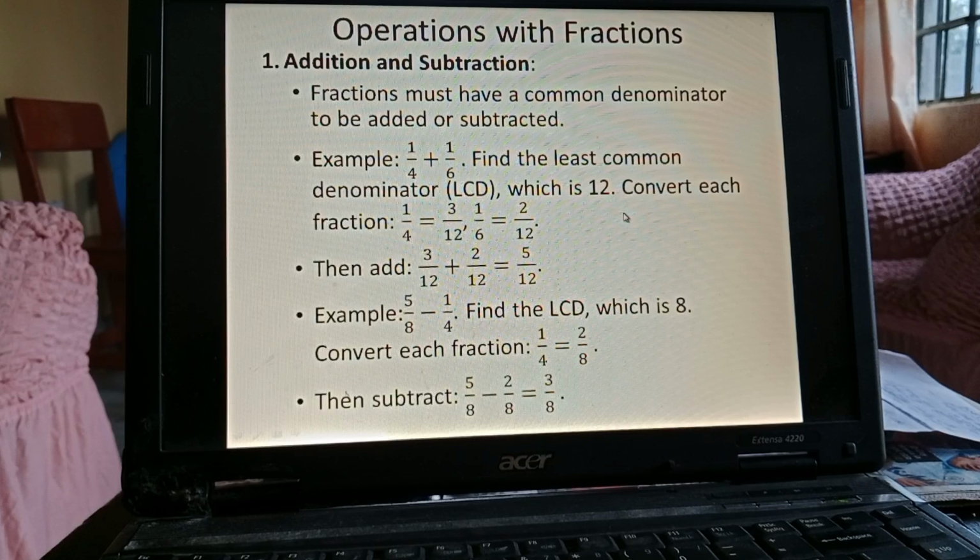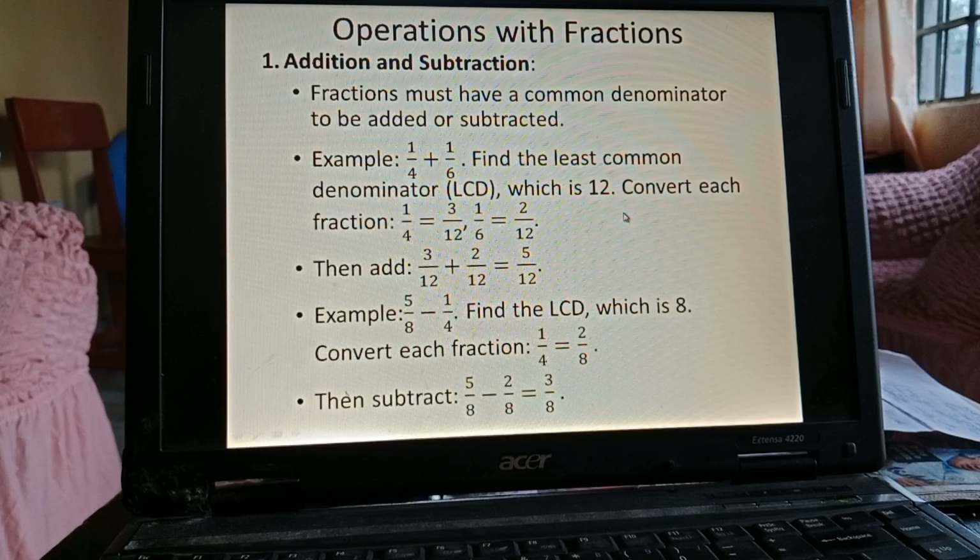For example, 1 over 4 plus 1 over 6. Find the least common denominator, which is 12. And you convert each fraction to have the least common denominator. 1 over 4 will be equal to 3 over 12, and 1 over 6 will be equal to 2 over 12. Then add: 3 over 12 plus 2 over 12 is equal to 5 over 12. Can you see how easy it is, guys?